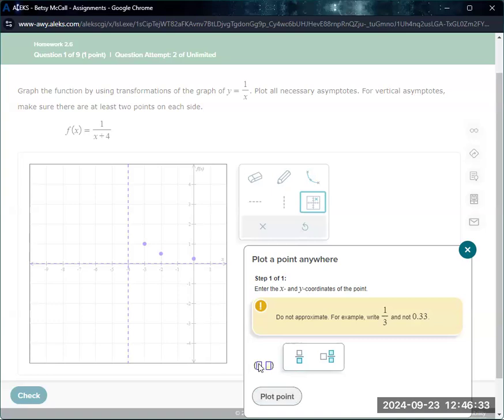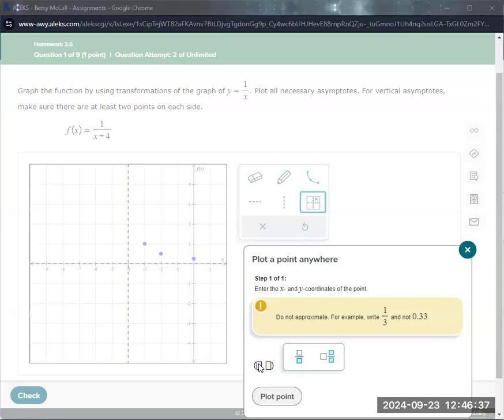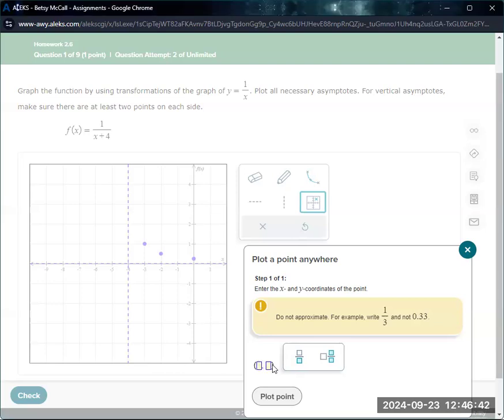And then on the other side of the asymptote, if I plug in -5, I'm going to get -1. And then if I plug in -6, then I'm going to get -1/2.